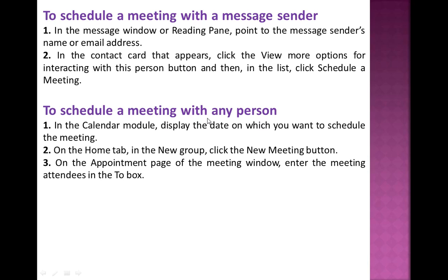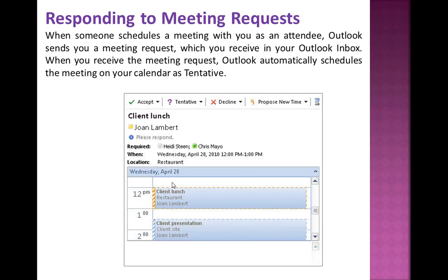Then how to schedule a meeting with any person? This is with a message sender, this is with any person. In the calendar module, display the date on which you want to schedule the meeting. Go to the home tab, click on the new group, click on the new meeting button. Then go to the appointment page, enter the meeting address in the To box.